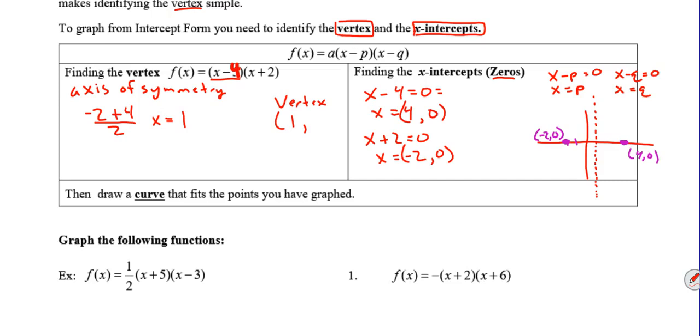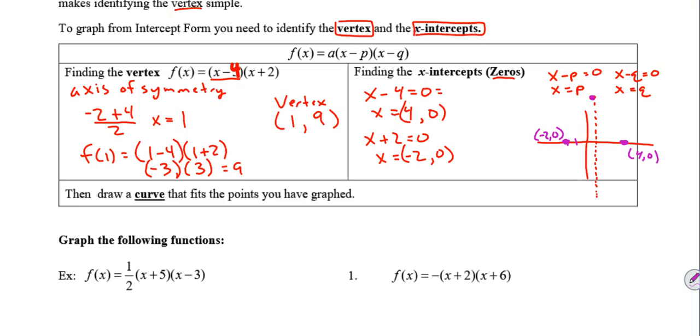So now I have to find the y value. To find the y value given an x value, just plug it in. Find f of 1, and that is 1 minus 4 times 1 plus 2. So negative 3 times positive 3, or f of 1 equals negative 9. So now I know I have a vertex at 1, negative 9. So I could put that point right up here.